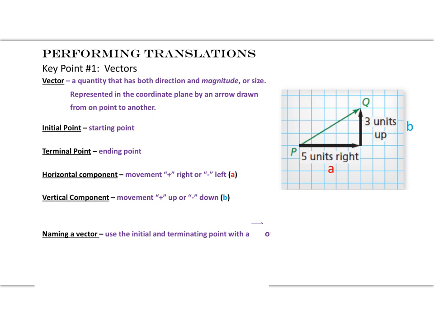Naming a vector, you use the initial and terminal point with what looks like a half ray. So it looks kind of funny. It's just half of a ray and then the two letters underneath it. And then we have component form, which looks like funny looking parentheses, but they're pointy parentheses. And then you have your a, the horizontal component, comma, vertical component.